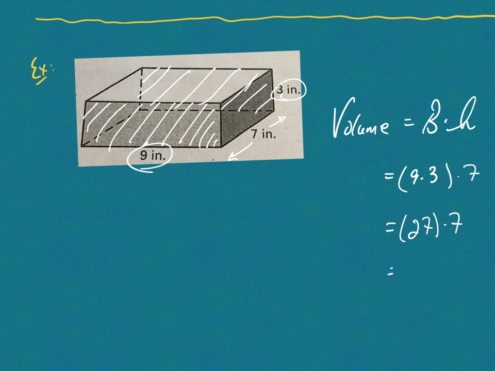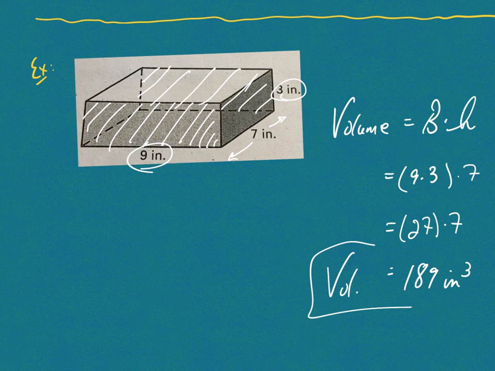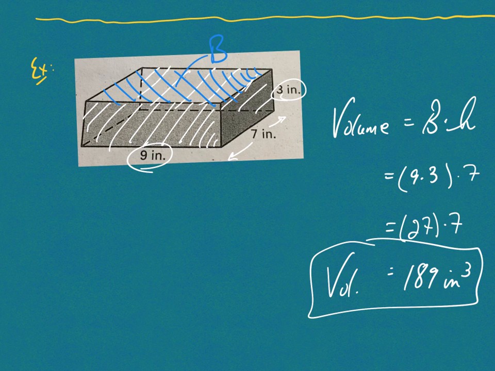And then when I multiply that by 7, 27 times 7 is 189. So I'd have a volume then of 189 cubic inches. But somebody in class might think, well, what if I didn't consider the front to be the base? What if I considered the top to be the base? What if I called the top B?